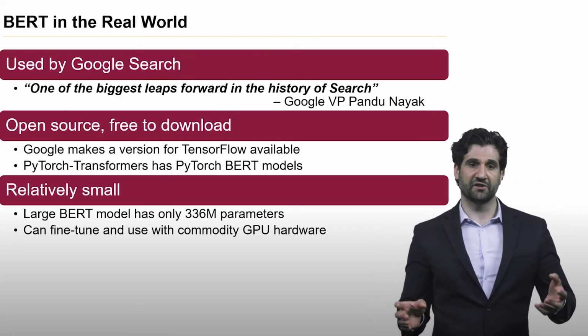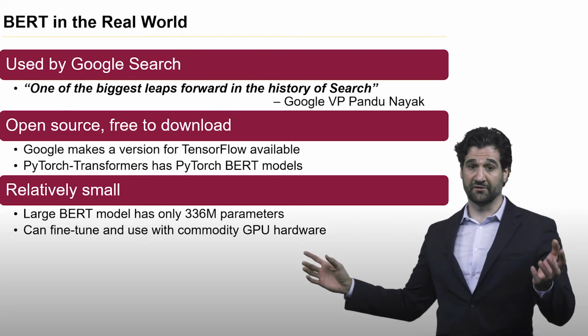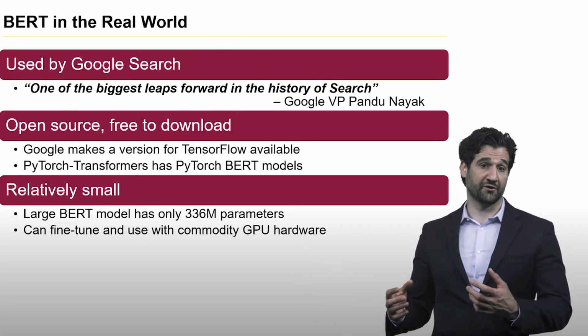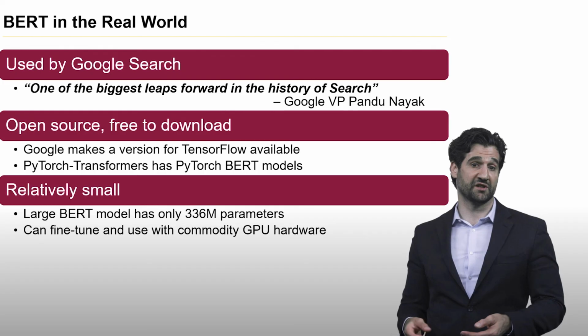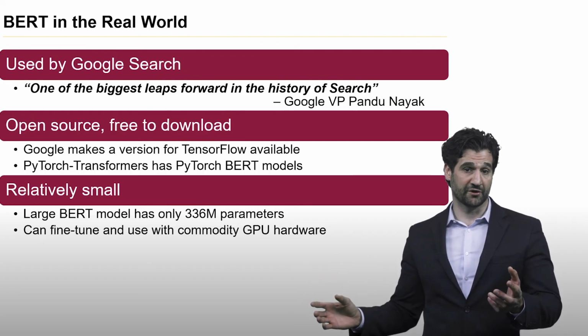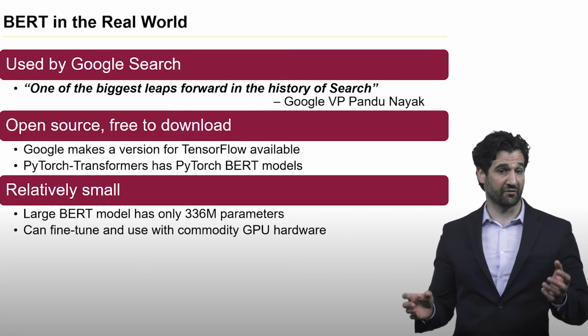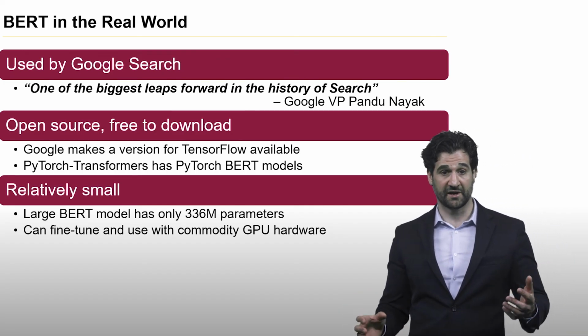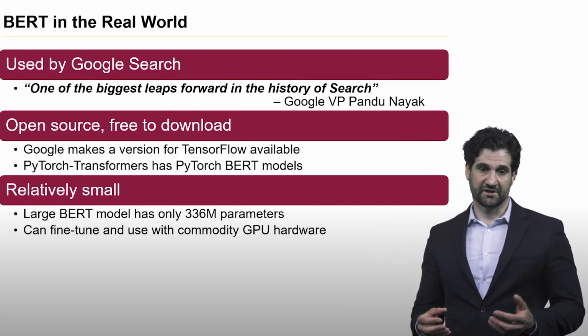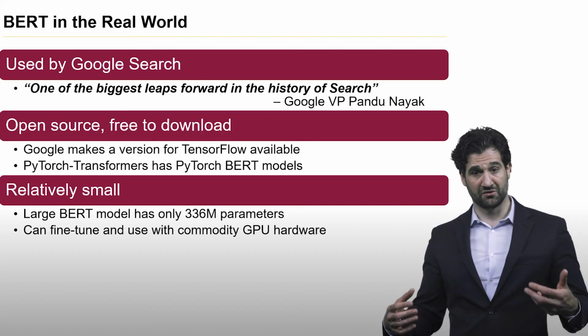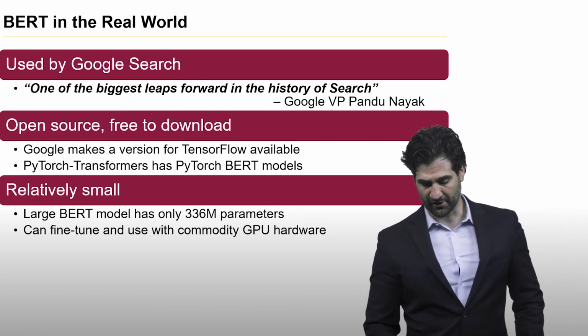It's a relatively small model compared to some of the more recent large models we've seen, like the GPT series, things that have billions of parameters. Here we're dealing with 336 million parameters for what's called the large BERT model at the time of this recording. And so as a result, you can fine-tune on commodity GPU hardware.